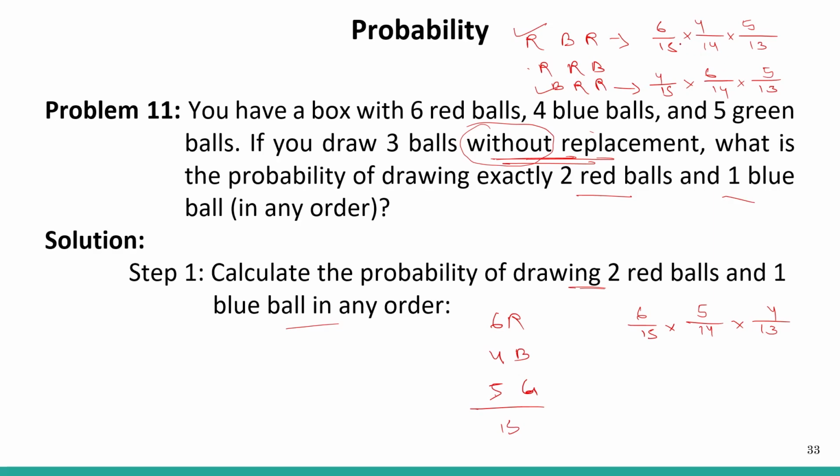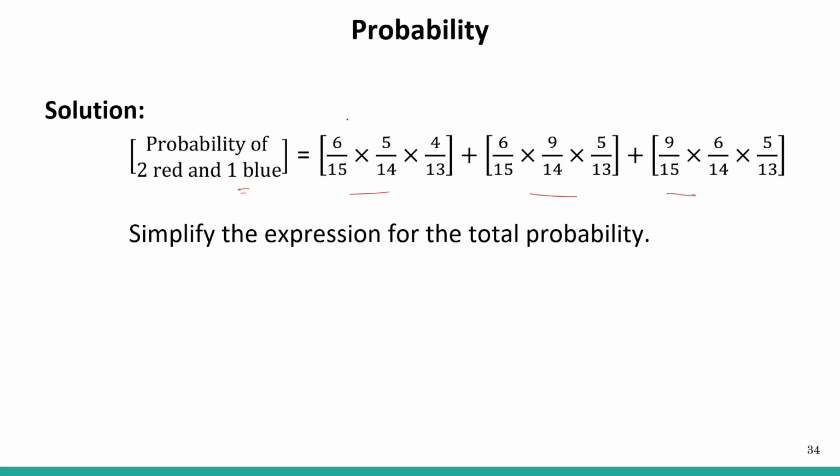Then summing these 3 probabilities together, we are left with the probability that exactly 2 red balls and 1 blue ball are drawn. So the probability of 2 red and 1 blue ball is equal to this plus this plus this. Simplifying this, we can arrive at the probability. I think that's enough for today.